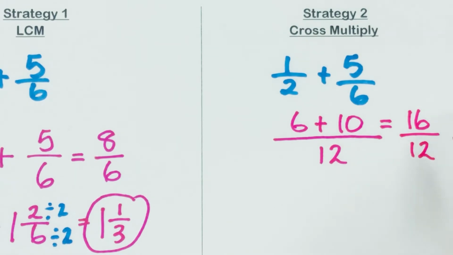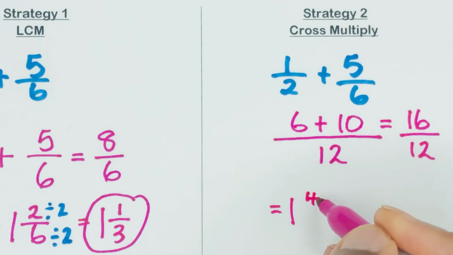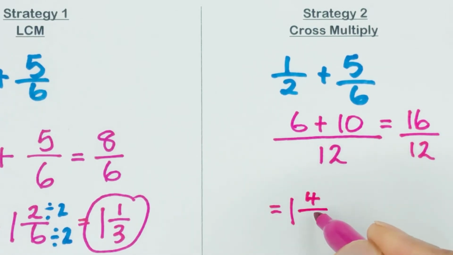Once again, we have an improper fraction, 16 over 12. We know we're going to get the same answer, but let's see how we're going to get there. So 12 goes into 16 obviously 1 time. So there's our whole number 1. And then what's left over? What's left over is 4. 12 times 1 is 12. How far are you away from 16? You're 4 away, over 12.